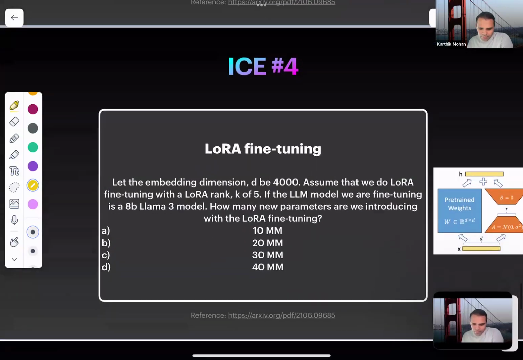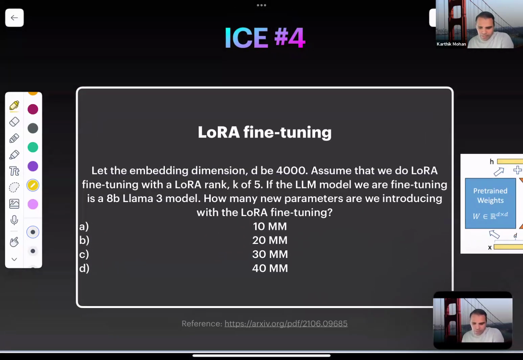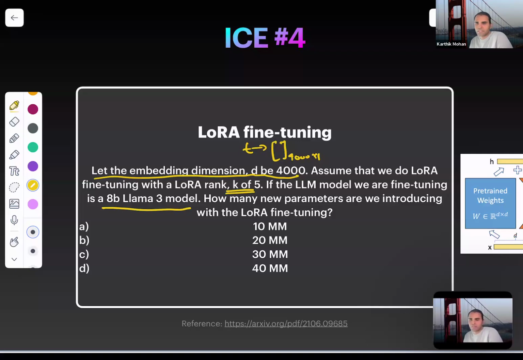Okay, the next one is interesting, might require a little bit of thinking, but it's not too complicated. We're making it a little bit more practical here. So let's say the embedding dimension of a token is 4,000. So if you have a token T, it is represented by a 4,000 dimensional vector, right? And assume that we do LoRA fine-tuning with the LoRA rank K of 5. If the LLM model we're fine-tuning is a Llama 3 8 billion model, how many new parameters are we introducing with the LoRA fine-tuning? That's the question.